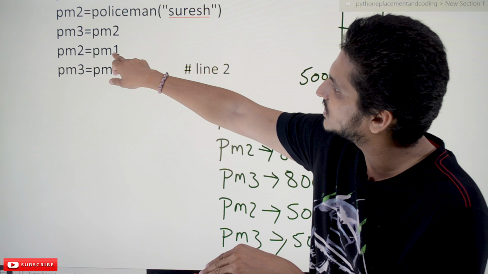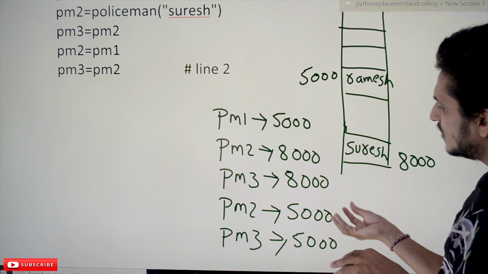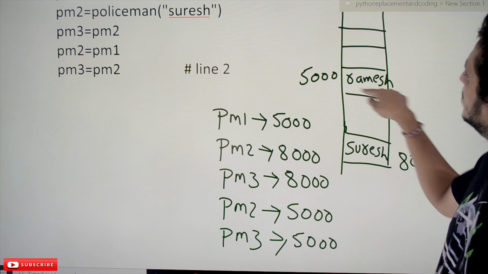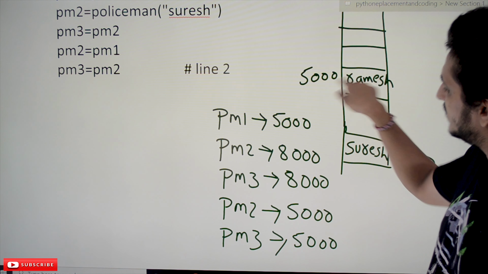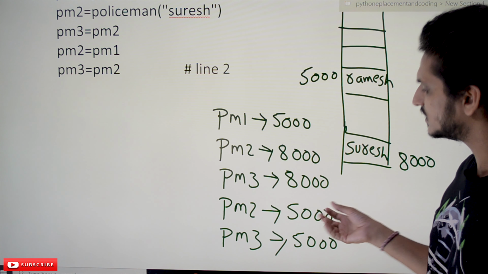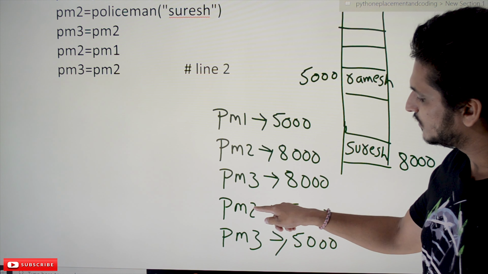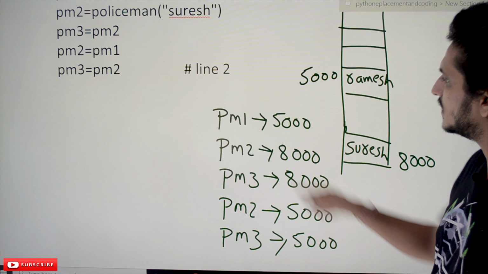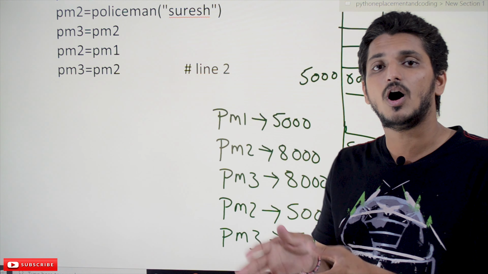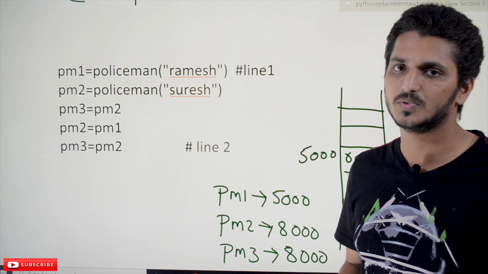After that, the next line: PM2 is equal to PM1. PM1 is referencing 5,000, so 5,000 is assigned to PM2. PM2 is now referencing the Ramesh object at 5,000. The next one is PM3 is equal to PM2. PM2 is referencing 5,000, and the same is given to PM3, so PM3 is also referencing 5,000. PM1, PM2 and PM3 are all referencing 5,000. So how many variables refer to the object defined at line 1? 3 variables. That is the output of this program.